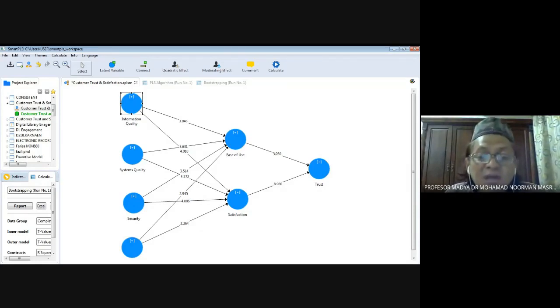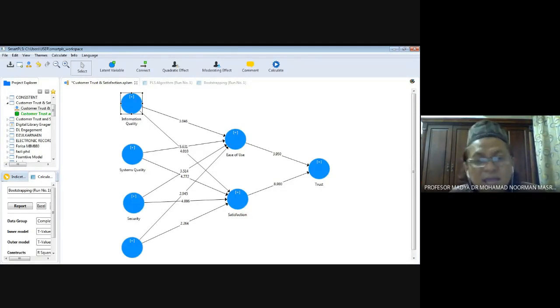If all the hypotheses are rejected, something is wrong somewhere, probably in your measurement, probably in your questionnaire, or the choice of respondents and participants is not suitable. Because you develop the framework, create the questionnaire, and distribute it to the respondents with the hope that the data you obtain will support you. But if the data you collect, instead of supporting you, rejects you, it means something is wrong somewhere. So it's very rare.